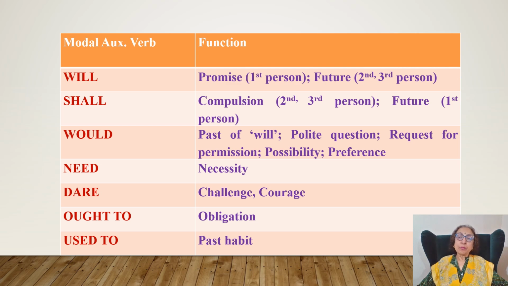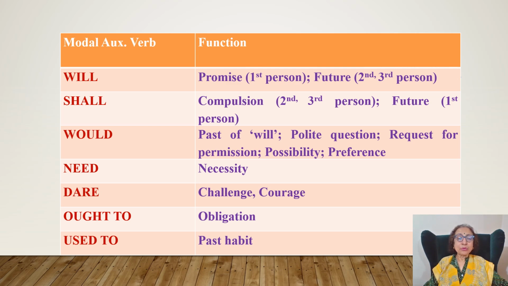Would for past of will. Then you use it for polite question, request for permission, possibility, and preference. Preference is choice. I choose this, I choose that. So you would say, I would buy this sari or I would buy this dress. That was preference. Need is for necessity. Dare is to show challenge and courage. These are two uses. And ought shows obligation.